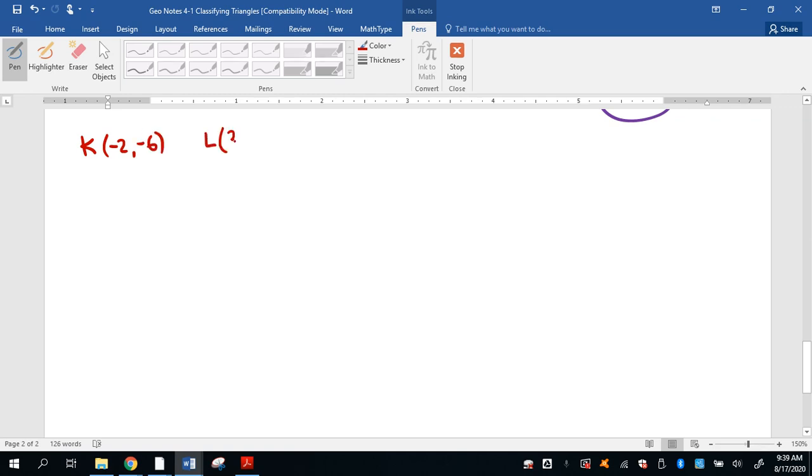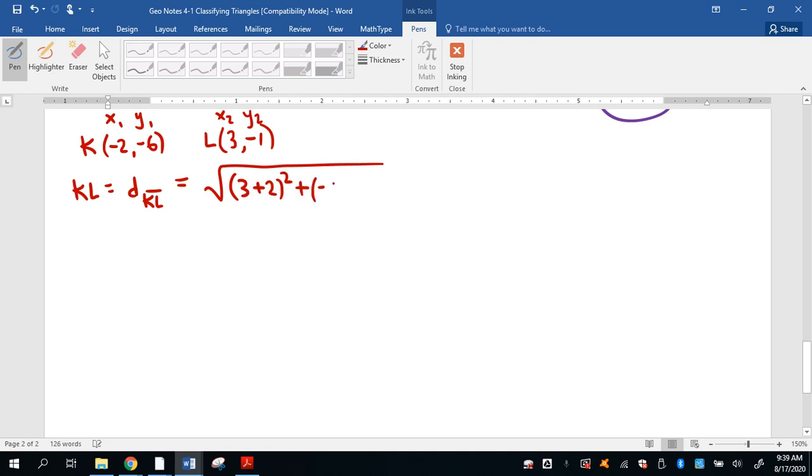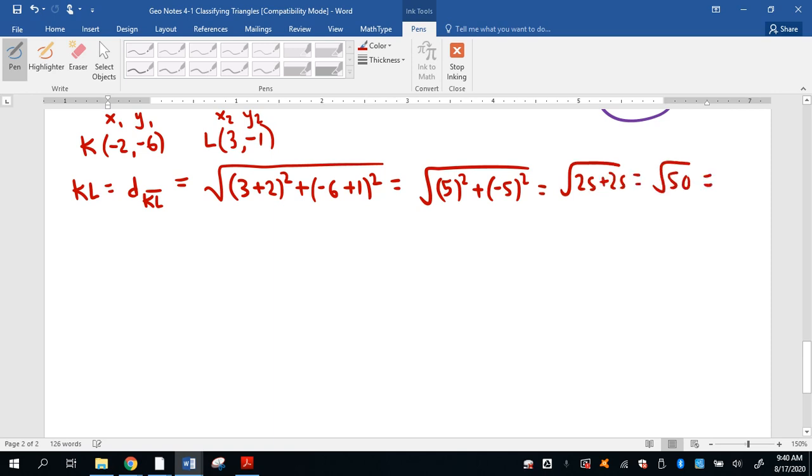L is 3, -1. So the length of line segment KL is the same thing as the distance of line segment KL. Either notation is fine to write, but you have to write one of them. Label what you're finding. We have our x1, y1, x2, y2. So we have 3 minus a -2 squared plus -6 minus a -1 squared, which is the same thing as 5 squared plus -5 squared. So we have 25 plus 25, which is the square root of 50, which we already calculated as 5 square root of 2.